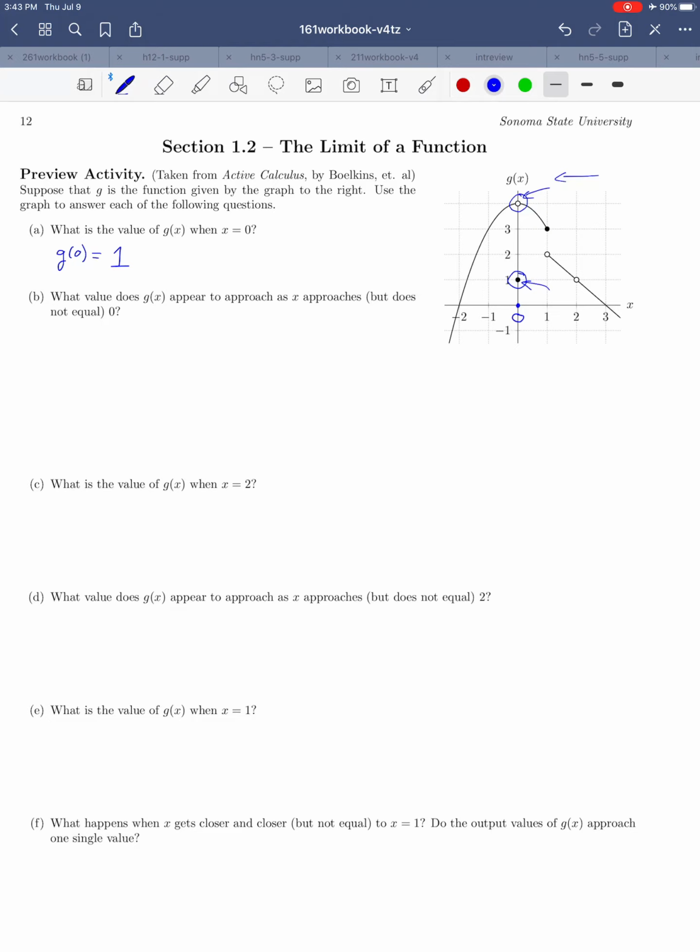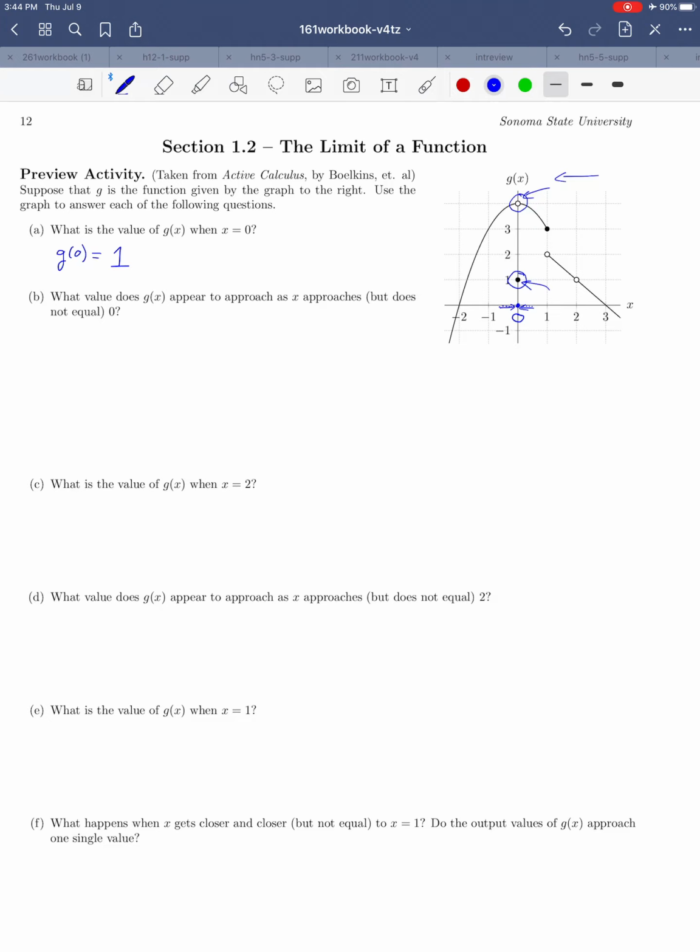Part B is asking us what is happening to g of x as x approaches 0 but is not equal to 0. So they are asking what happens if we take x values a little bit smaller than 0 but approaching 0, or a little bit bigger than 0 but approaching 0. What happens to the function values in this case?